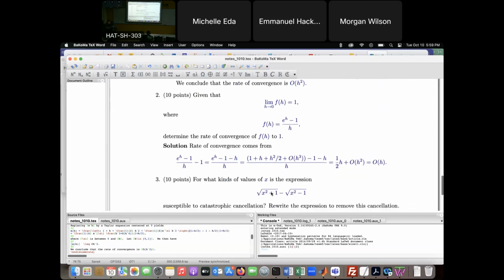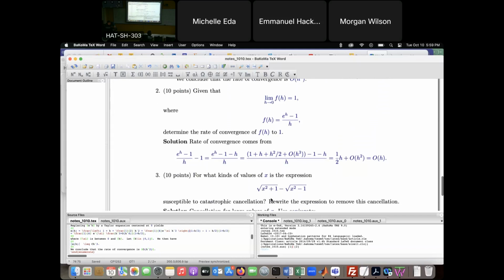This one, you have this difference of square roots. When does it suffer from cancellation? It's when the two values, the two square roots, are close to each other. So when x is particularly large, that's when it's a problem.